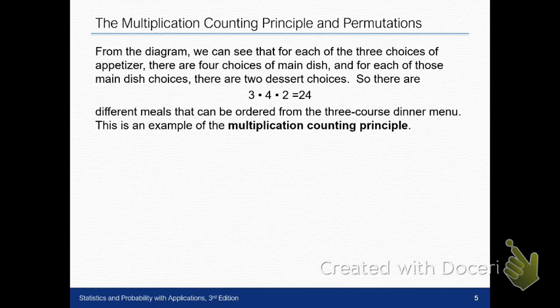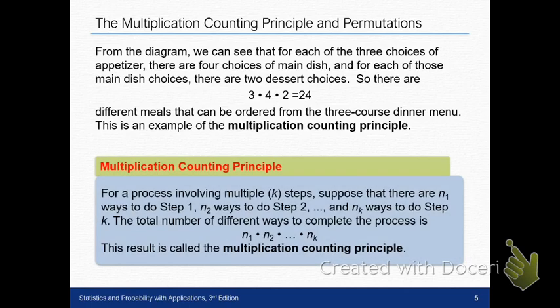Or I could use this idea called the counting principle, where I multiply the number of choices from each category. So 3 times 4 times 2, 3 appetizers, 4 main dishes, 2 desserts, gives me 24 options total. You might also see this in other places referred to as just the counting principle or the fundamental counting principle. They're all different names for the same concept.